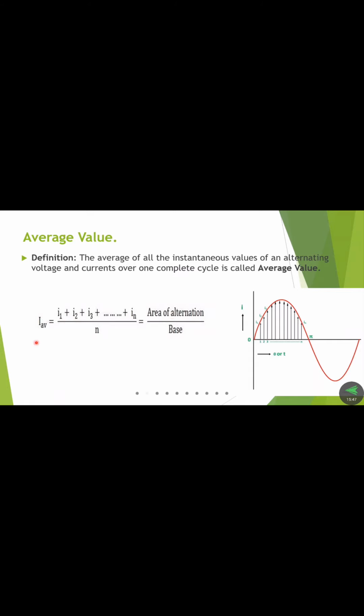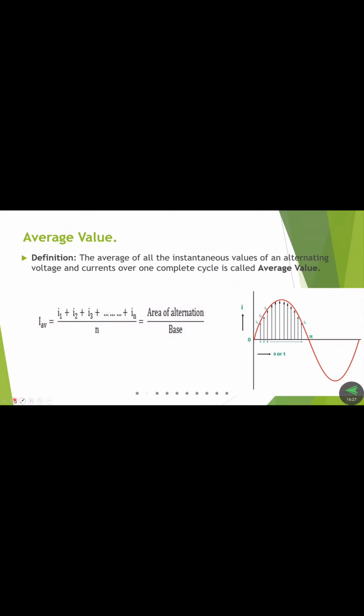For example, if you want to calculate for the voltage, then we can write V average or E average. Instead of I, we are replacing it with E average. So E average is equal to V1, V2, V3 up to Vn by N. This is also the same: area of alternation by base. So this formula we can use for average value. That is an important definition.